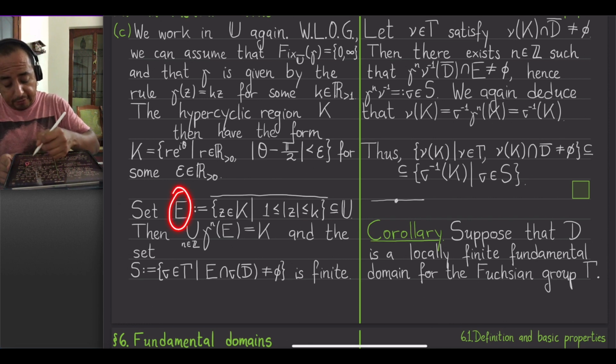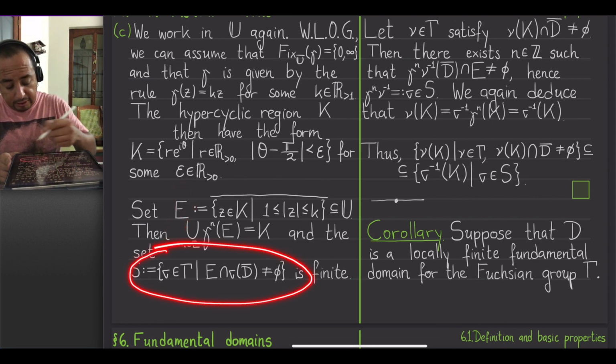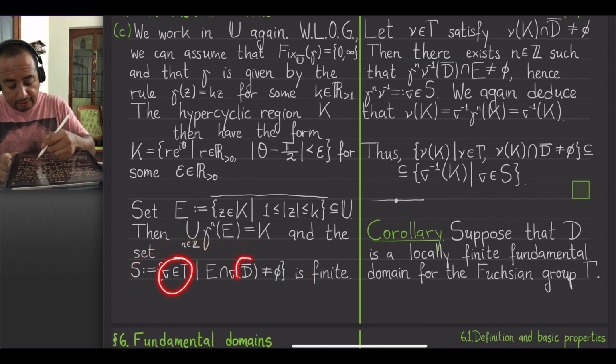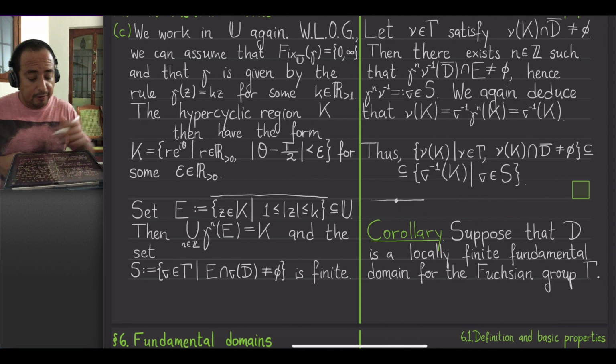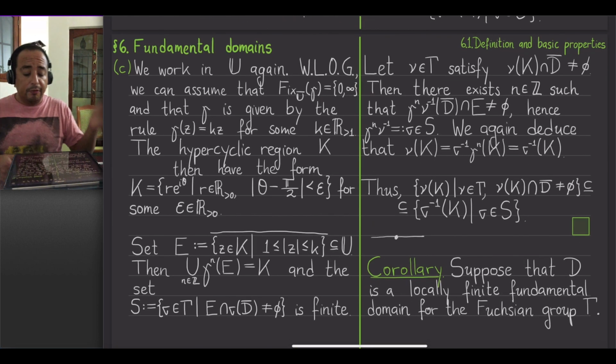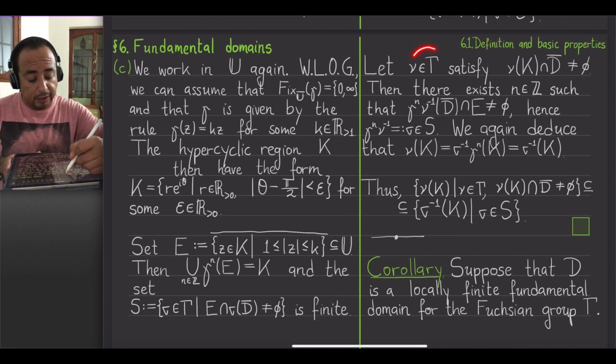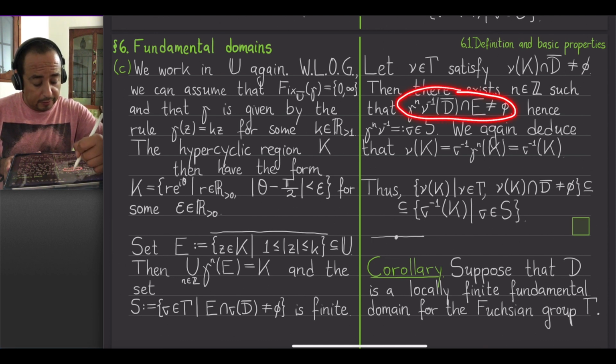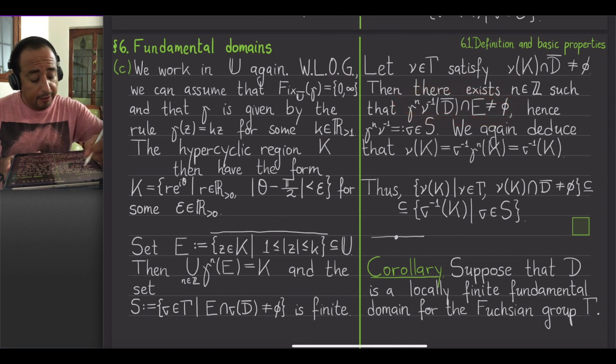This one is compact, so the number of elements of gamma that make d bar meet E is finite. And I'm done. I mean, now it's the same argument as before, right? So take nu with the property that this image meets d bar, and so we again have this for some power of gamma, right? I mean, take a point in this intersection, which I'm assuming non-empty, and apply nu inverse.